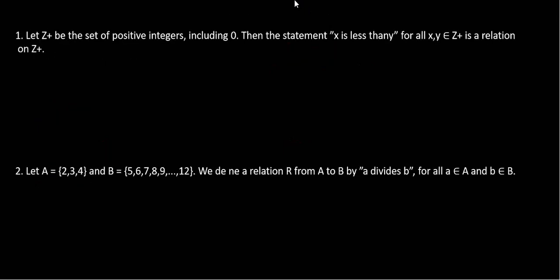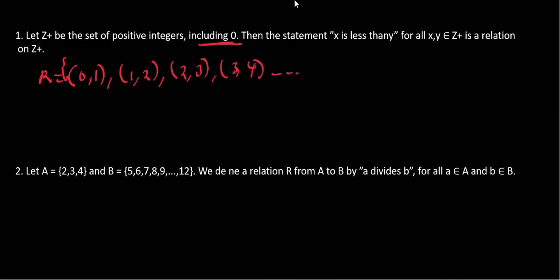Just like that. Okay, now let's look at this one. Let Z be the positive integers, including 0. Then the statement is x is less than y, for all x and y members of the positive integers. So what is the relation in this situation? The relation is that x is less than y, including 0. So the relation here is 0 comma 1, then 1 comma 2, then 2 comma 3, then 3 comma 4. So it just goes on like that.